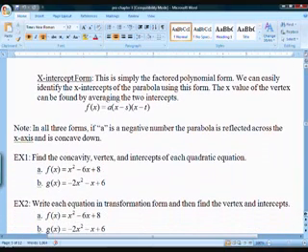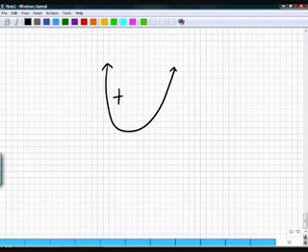X-intercept form says this is simply the factored polynomial form. We can easily identify the x-intercepts of the parabola using this form. The x-value of the vertex can also be found by averaging the two intercepts. Let me explain what I mean there. Let me show you what I mean by this.